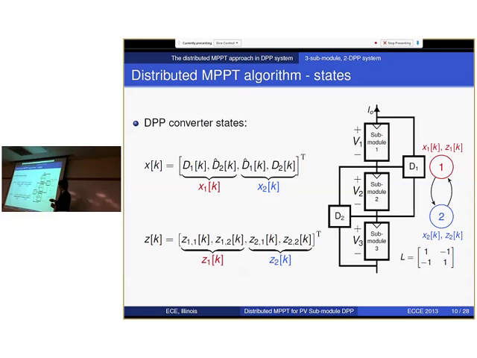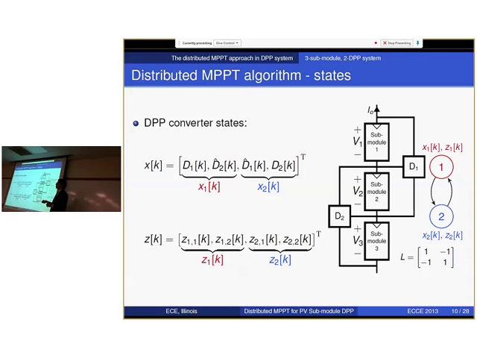And this x1k actually consists of D1, which is the actual duty ratio of converter 1, and D2 hat, which is an estimation of D2. That means D2 hat is actually what converter 1 thinks the duty ratio of converter 2 is. And similarly, on converter 2, we actually store D1 hat and D2. And then we have zk, which is an auxiliary state variable.